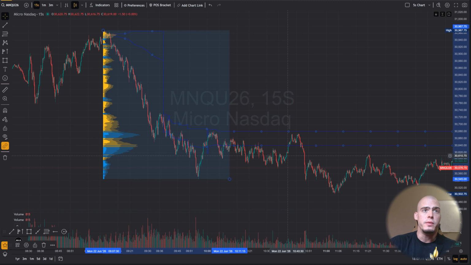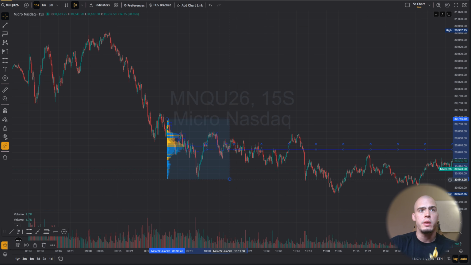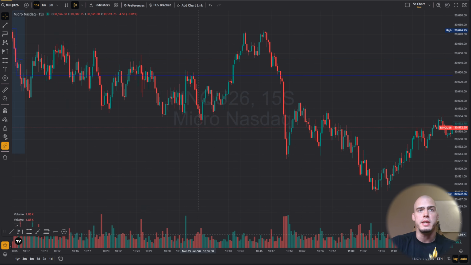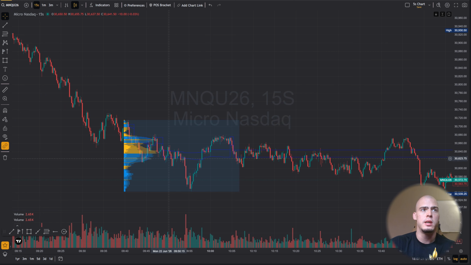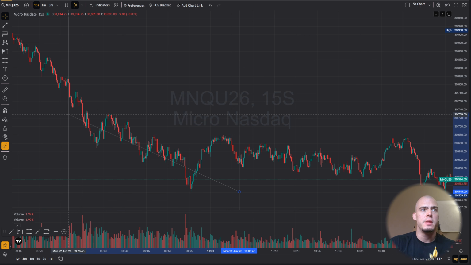So where's the critical failure in this structure? If I take this and we use the accumulation areas, the high volume nodes, as reference points, you see that the market's coming down here. We'll do it like this.